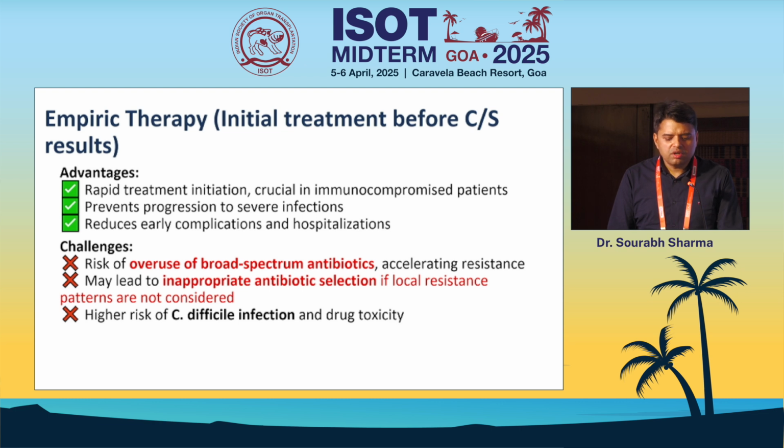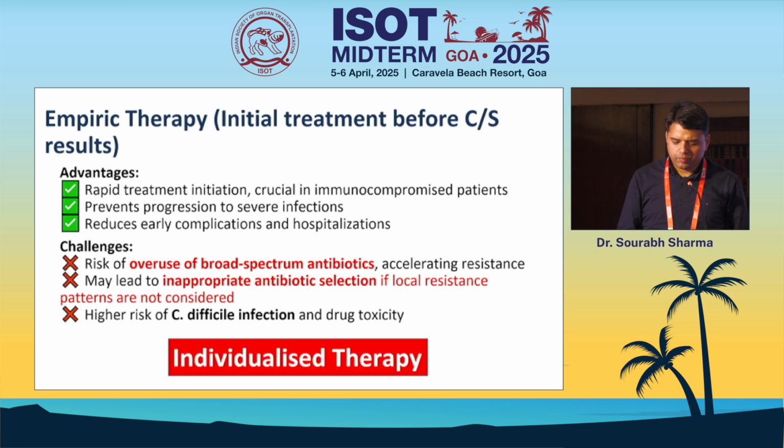Coming to the empirical therapy, which is the initial treatment that we do before the culture results come. The advantage of empirical therapy, to stress upon proper empirical therapy, is that rapid treatment initiation is crucial in immunocompromised patients. It prevents the progression to severe infections and reduces the early complications and hospitalizations. But there are many challenges, like risk of overuse of broad spectrum antibiotics. It may lead to inappropriate antibiotic selection if we don't know the local resistant pattern or we are not implementing it. So we need individualization of therapy.